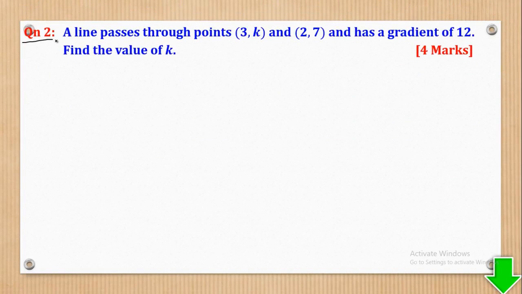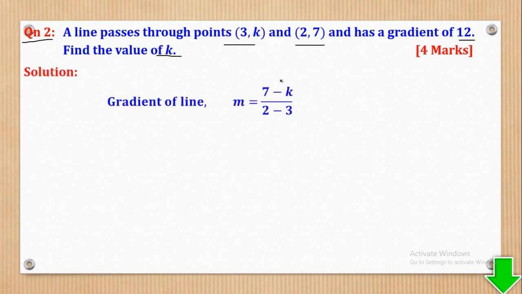Now we shall go to question 2. Question 2 says, a line passes through points 3k and 27 and has a gradient of 12. Find the value of k. So what you need to know is that we shall first get the gradient using these 2 points and equate it to this given gradient.